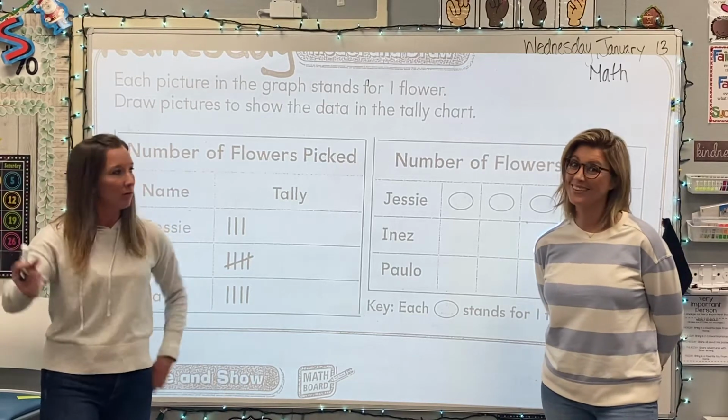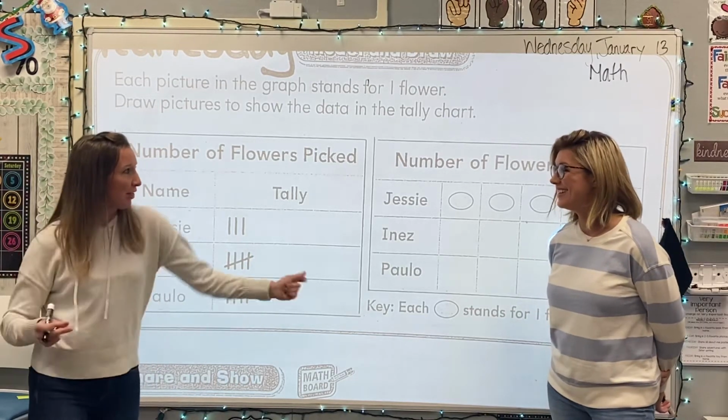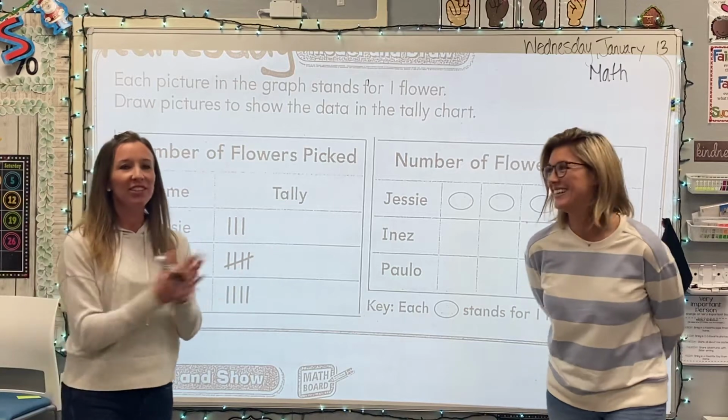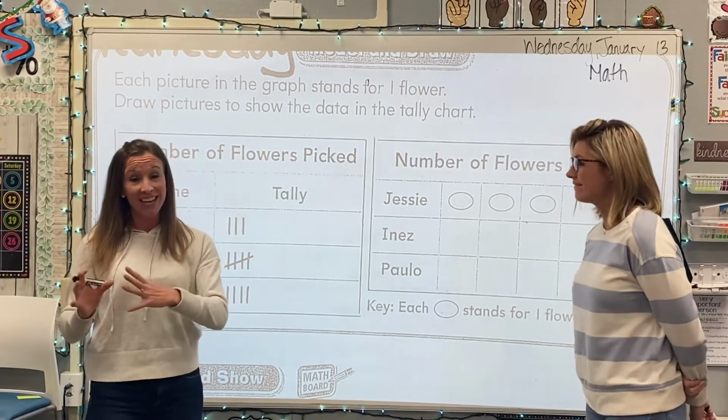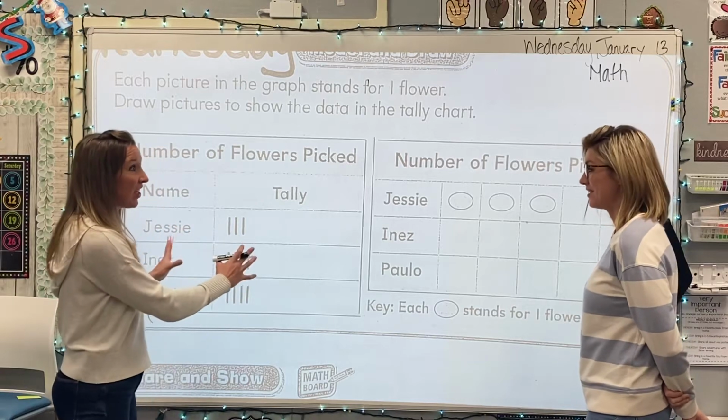It is Wednesday. We're doing math. Boys and girls, today we are going to combine everything that we learned about Monday and Tuesday into one lesson.